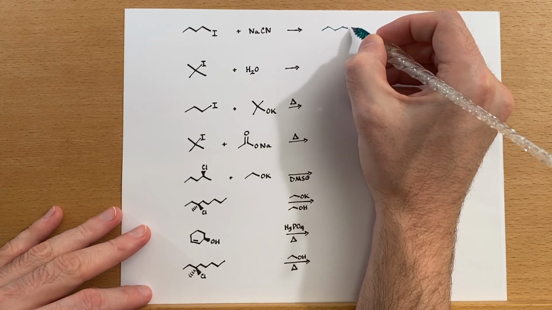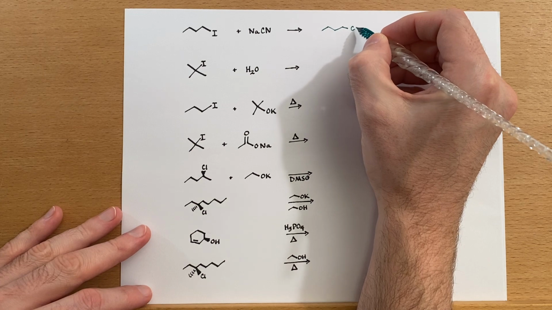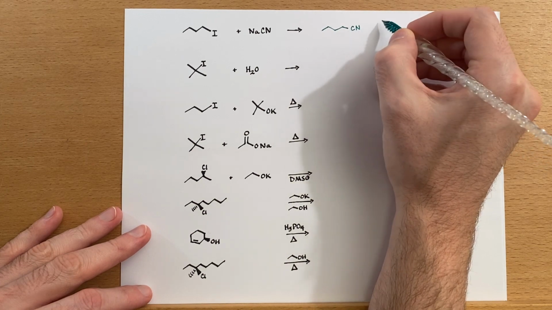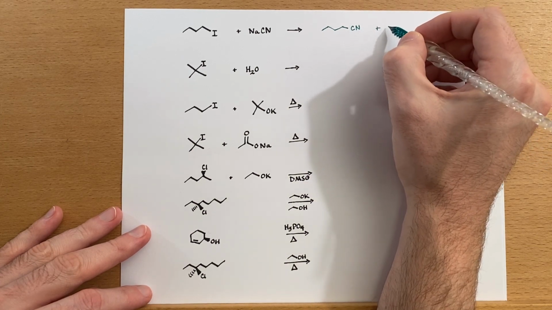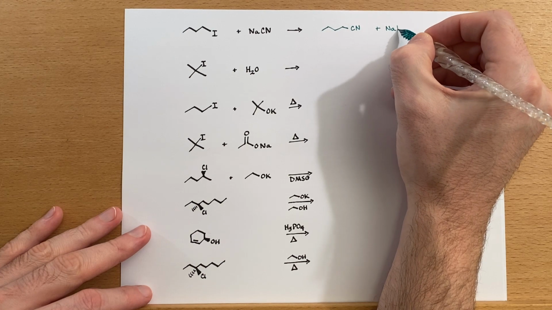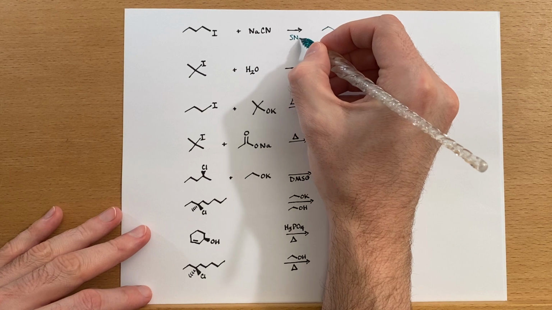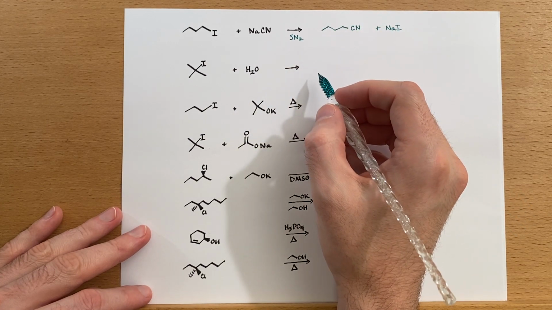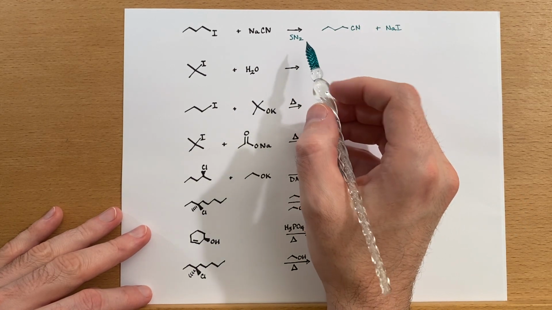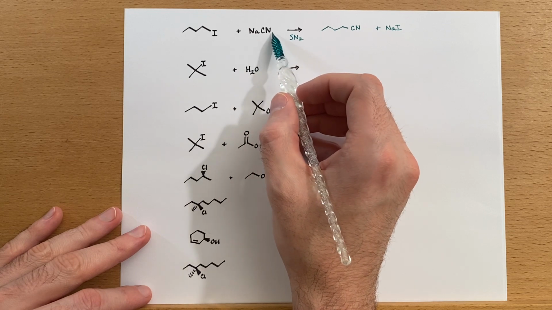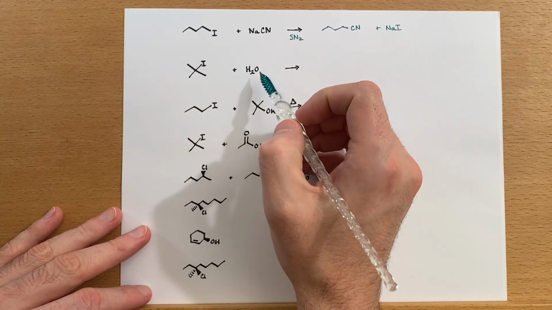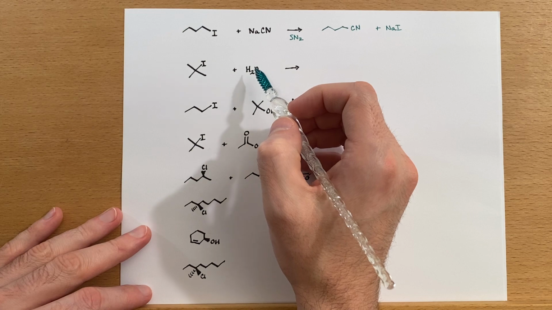And our product would be this nitrile. And we'd also have some sodium iodide in there. This is going to be SN2. And that was a little bit easier to decide because strong nucleophile and a primary carbon.